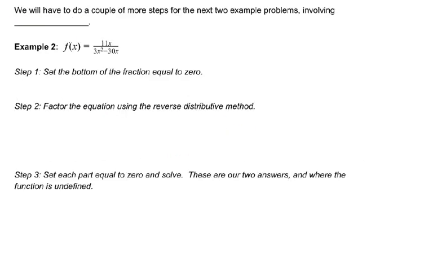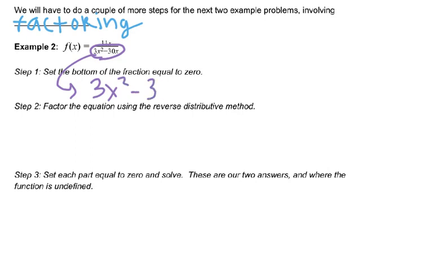Now, of course, we will have to do a couple more steps for these next two example problems involving factoring. So it has to get a little bit harder, right? Example 2, f of x equals 11x over 3x squared minus 30x. Again, our step 1 is still the same. We take that bottom of the fraction and we set it equal to 0. So I say 3x to the second minus 30x equals 0.